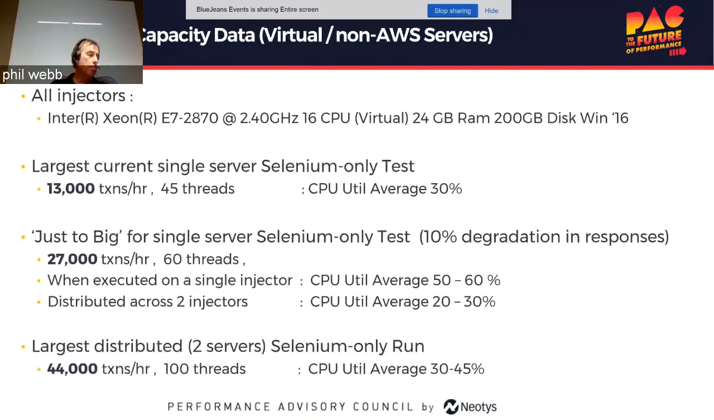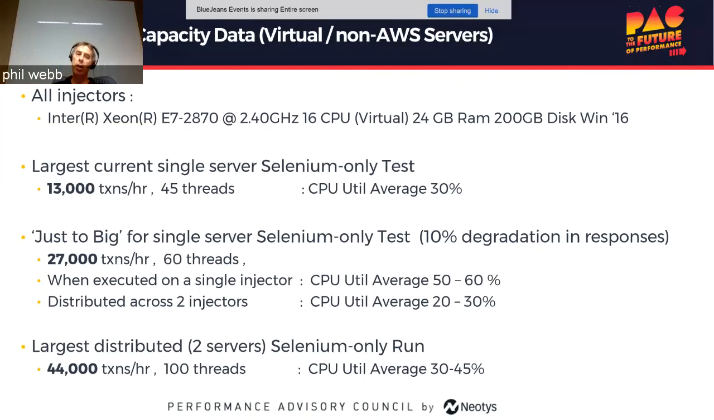The last thing I've really got to talk about here is our actual execution capacities. I did this last week. I went into our Selenium jobs and had a look at what sort of loads we're actually running. I guess the most interesting one here is down the bottom, our largest one. It's our largest app that we test. It's running Selenium, so it's doing 44,000 transactions an hour across 2 servers.